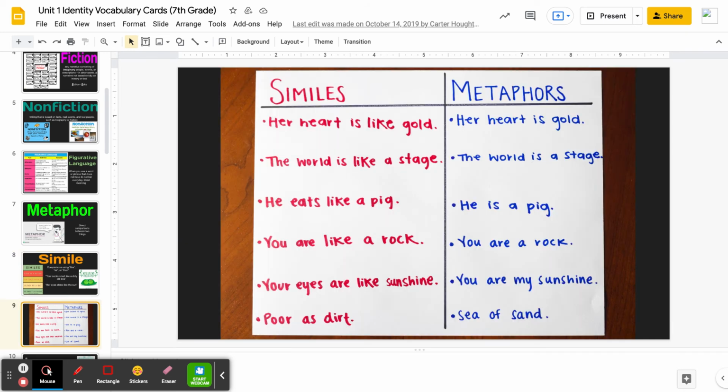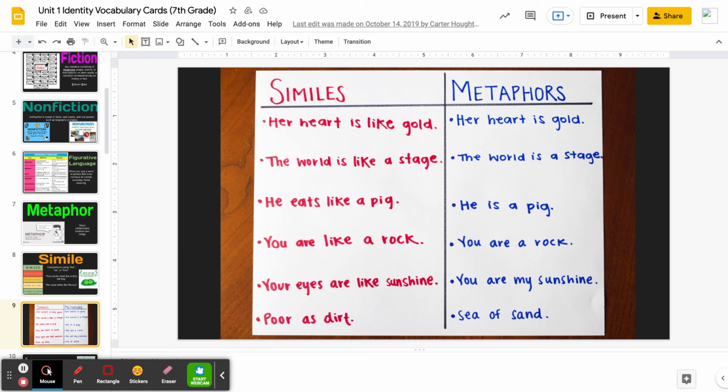This page also helps us understand similes and metaphors a little better and shows us the difference between them. A simile is her heart is like gold. In connection with that, a metaphor is her heart is gold. So you lose the like or the as or the than. The world is like a stage, and then the metaphor is the world is a stage. He eats like a pig, and the metaphor would be he is a pig. The simile is you are like a rock, and the metaphor would be you are a rock.